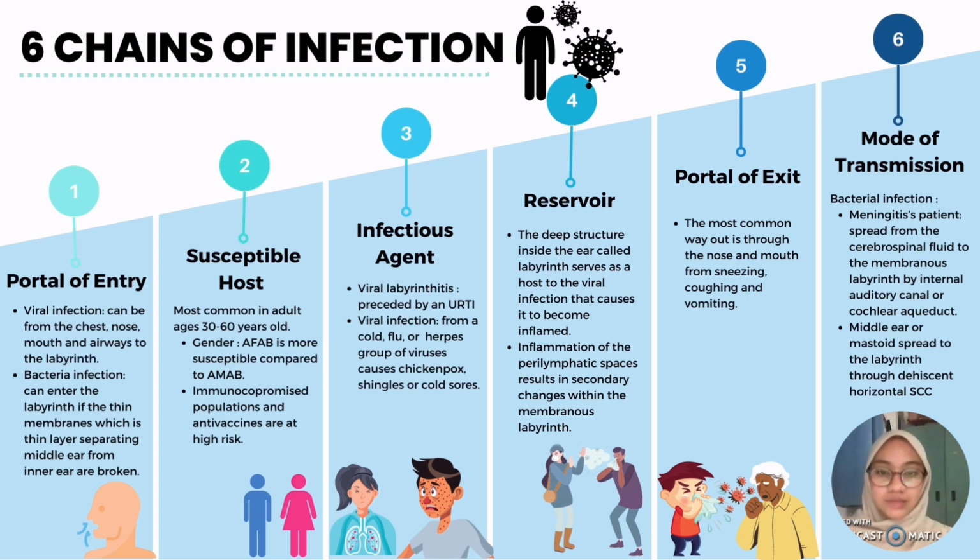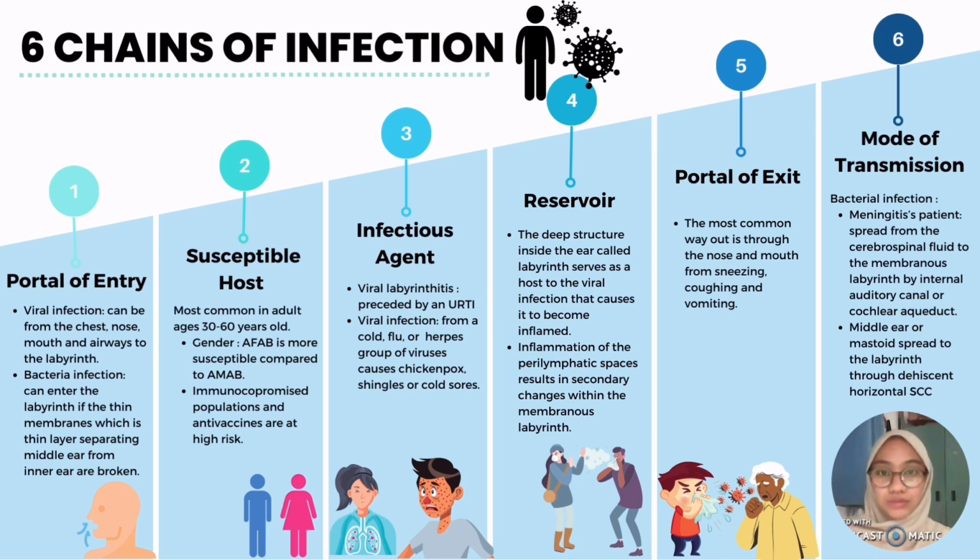So the next chain of infection is the portal of exit. The germ's way out of the infected person is usually the same pathway as the entry. Labyrinthitis is often associated with respiratory infection such as cold and flu. The most common way out is through the nose and mouth from sneezing and coughing, and it can also find its way out through vomiting.